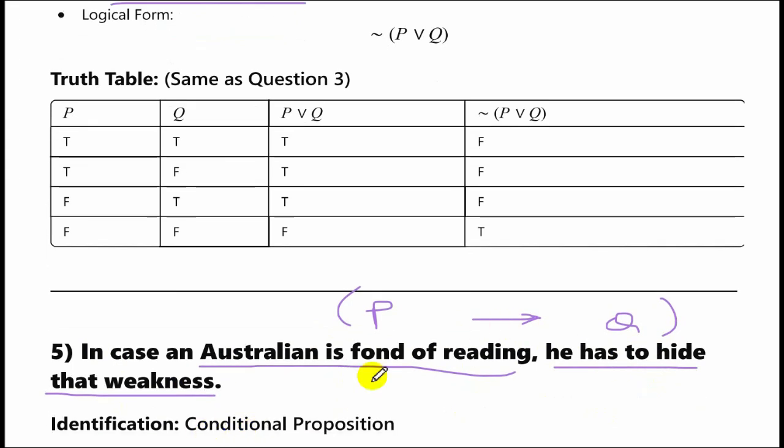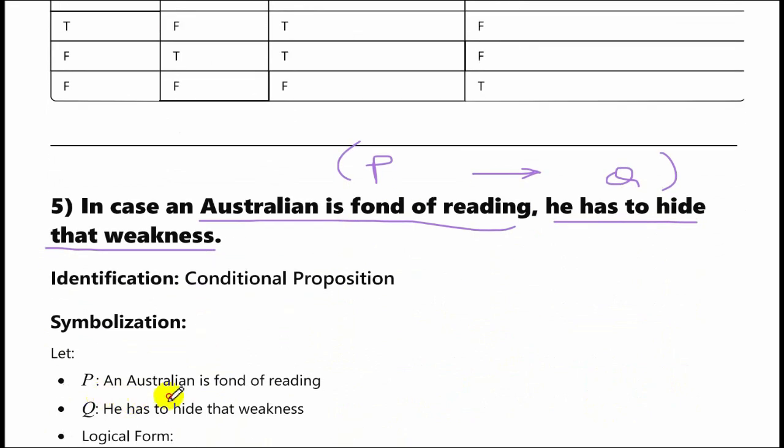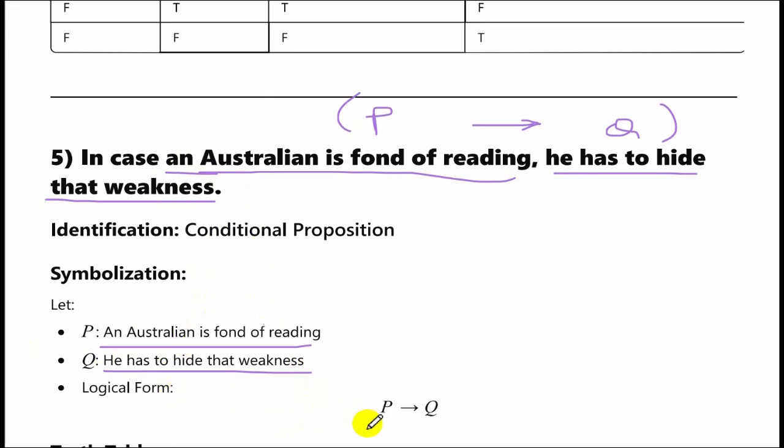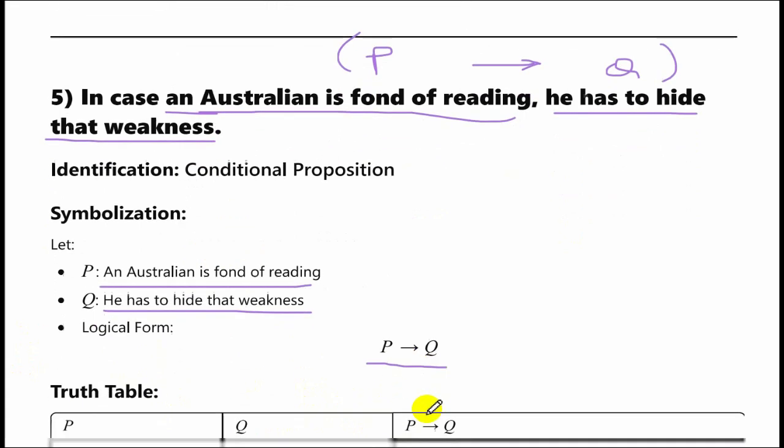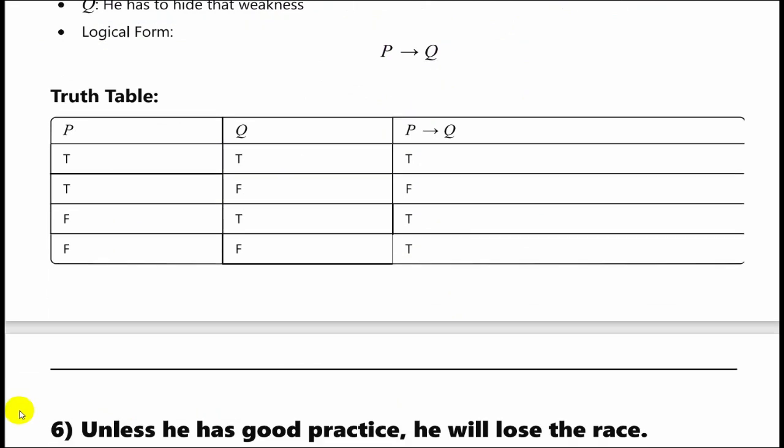So it's a conditional proposition. An Australian is fond of reading is P, he has to hide that weakness is Q. Logical form is P conditional Q. If P, then Q. Truth table I have already explained for the conditional statement. Only if the first one is true and the second one is false, then the statement is false. True, false, false. Otherwise it's all true. Let's move on to the next one, the sixth one.